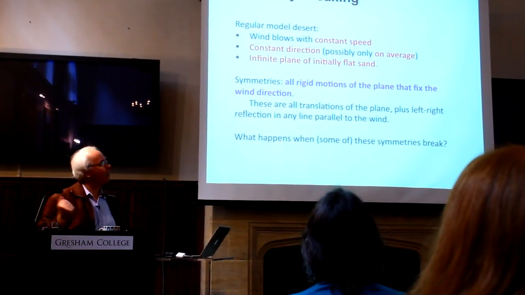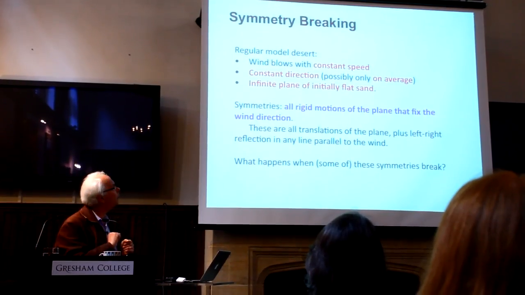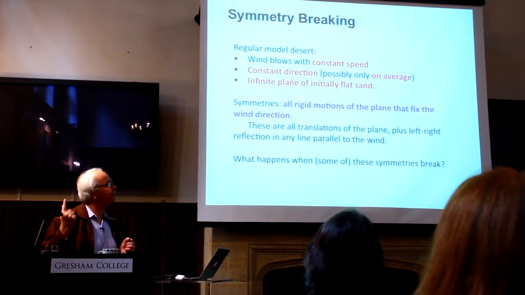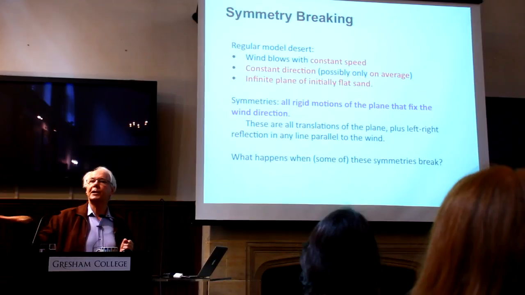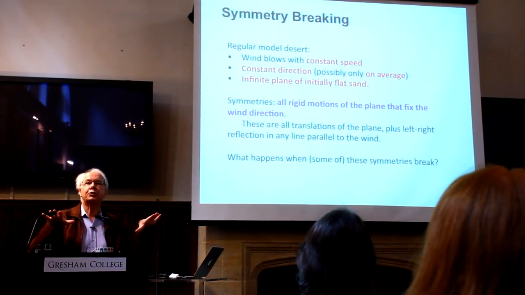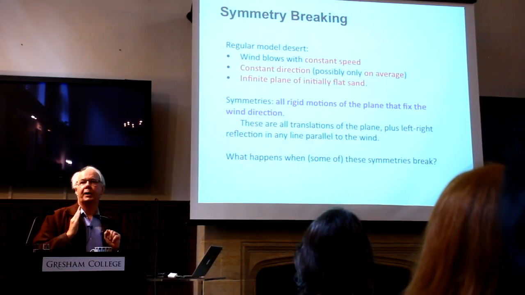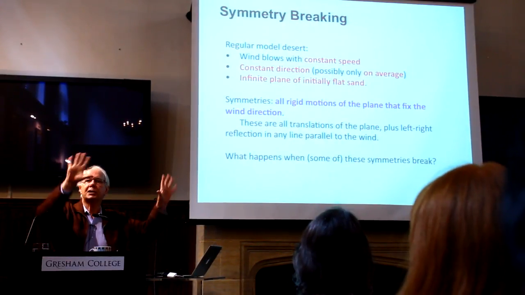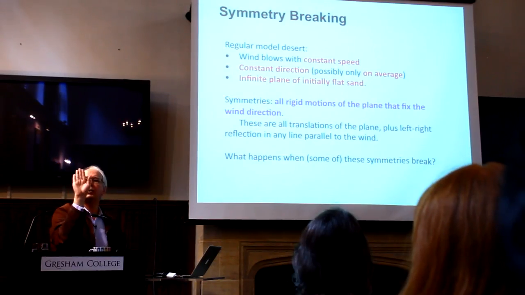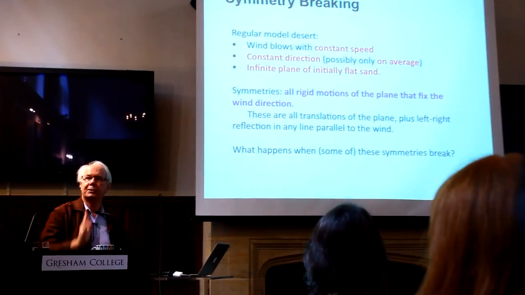So we can model this mathematically by saying, well, we'll take a model desert with flat sand, wind blows at constant speed, fixed direction, and the desert is infinite. The symmetries are all rigid motions, but we've got a wind, so it's rigid motions that preserve that wind direction. I can slide the desert but not rotate it. I can reflect it, but only in a mirror that points the same way as the wind.